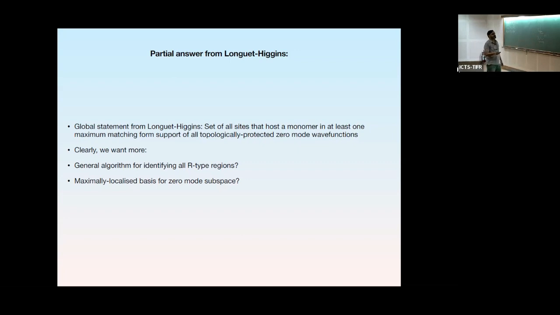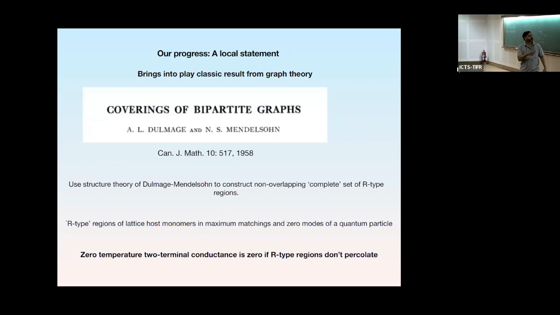We want some general algorithm for identifying what I'm calling these R-type regions. I'm still very attached to my construction. I want to know if I can make that work. And I'm hoping that, because I'm thinking very locally, that will give me a maximally localized basis for this zero mode. Okay. So we managed to do that.